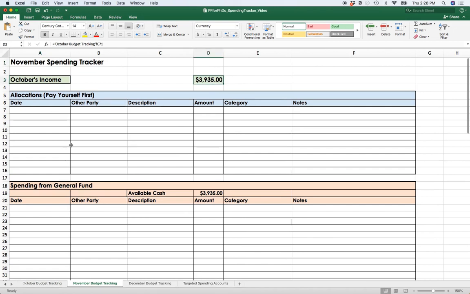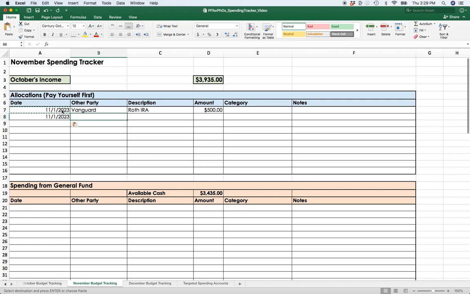Now, the next thing that I would do if I'm teaching you how to budget and track is to pay yourself first. And so from October's income, the first thing we do at the beginning of November is allocate some money towards our various goals. Let's say this person has a few different goals. On the first, they are making like a Roth IRA contribution. Let's say that's like $500. So they're investing for their retirement.